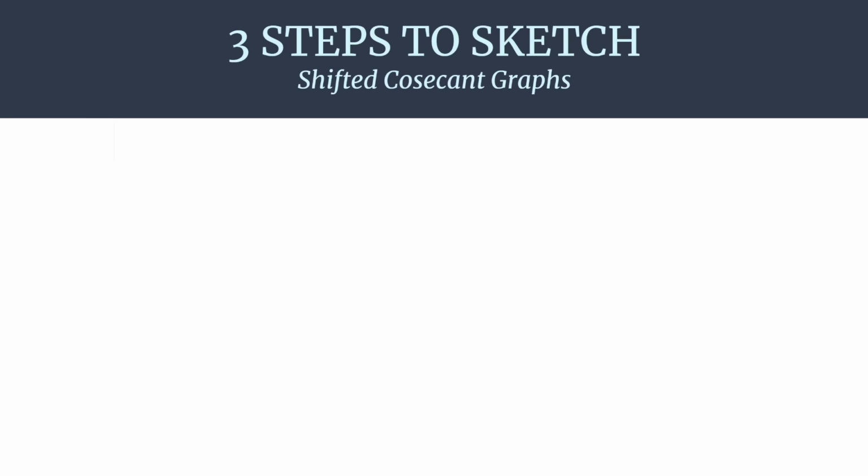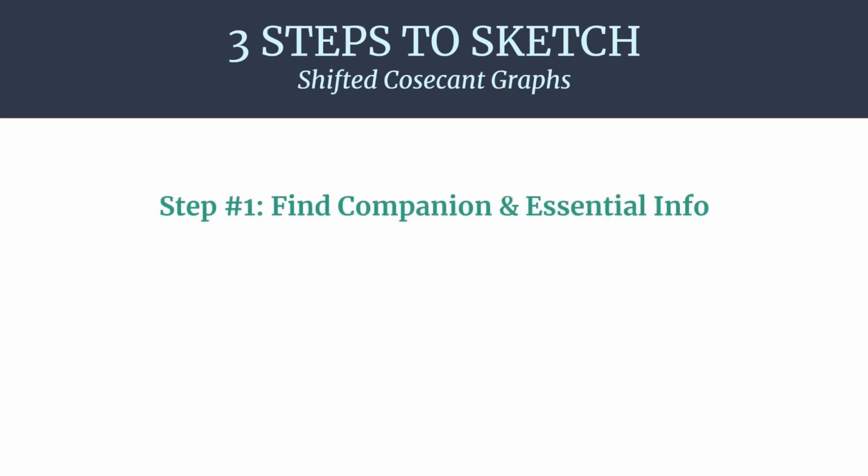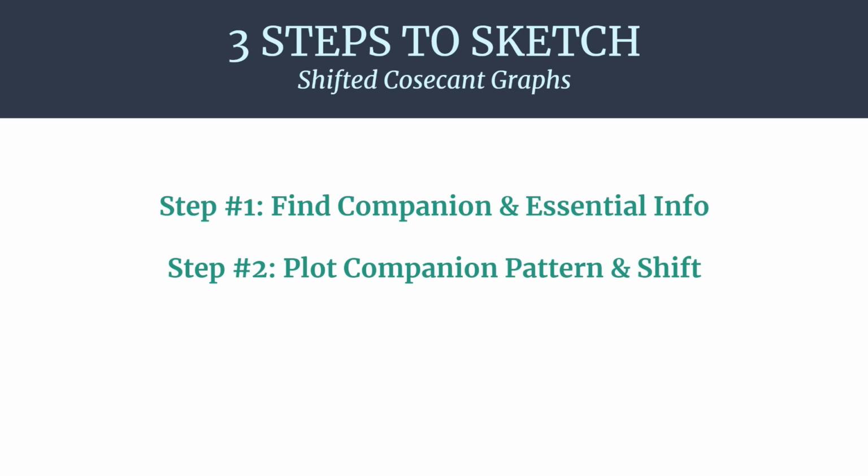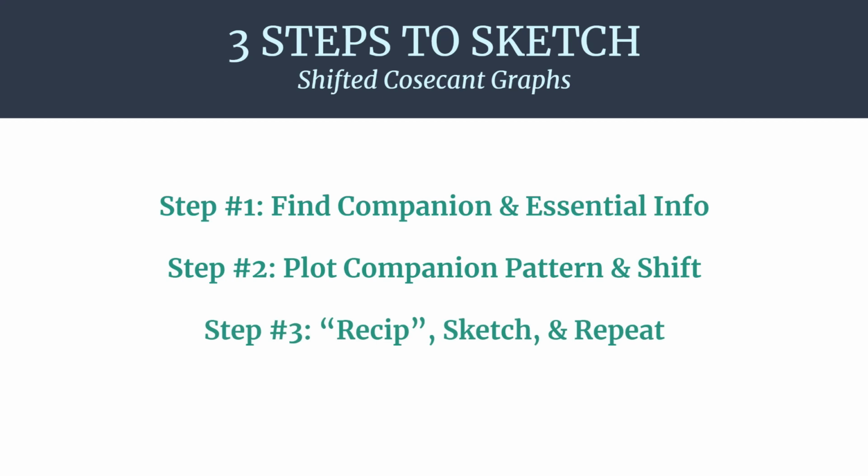All right, so here's the method for shifted cosecant graphs. Step 1, you'll find the companion equation and all of its essential information. Step 2, we're going to plot that companion pattern and then shift it. And in step 3, we'll create the reciprocal graph. We'll sketch that cycle and then repeat. So now to dig into each of these steps in detail. And I will have a template at the end so that you can use that template for any of your shifted cosecant graphs.